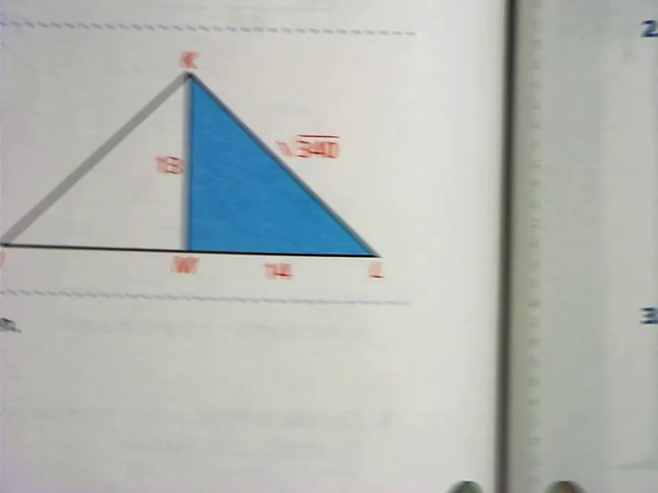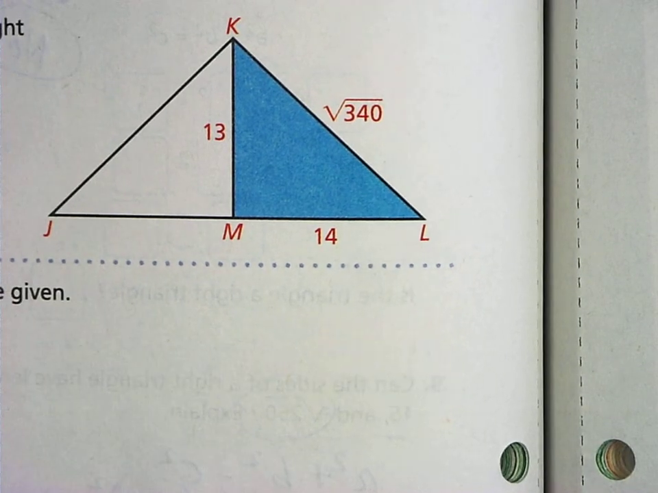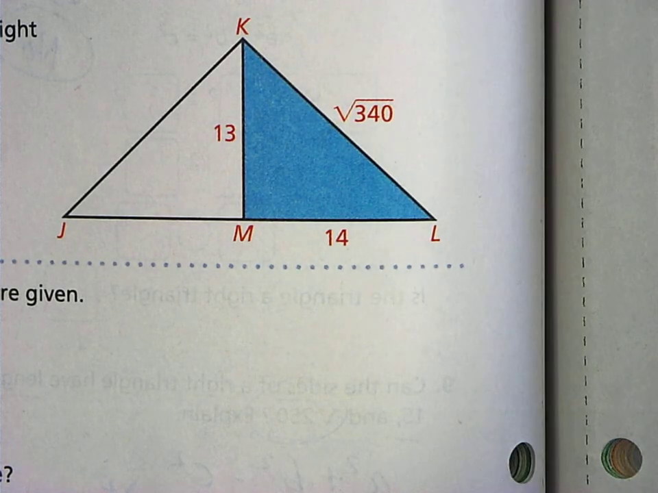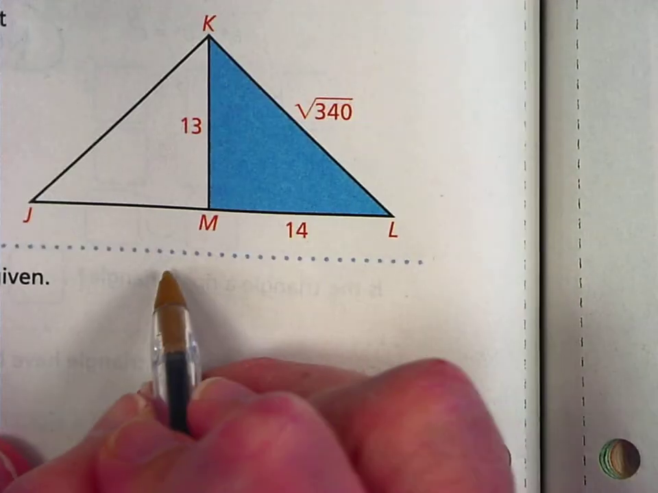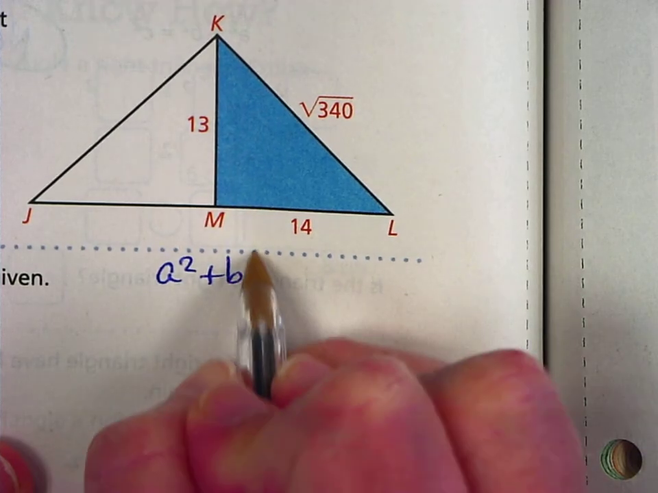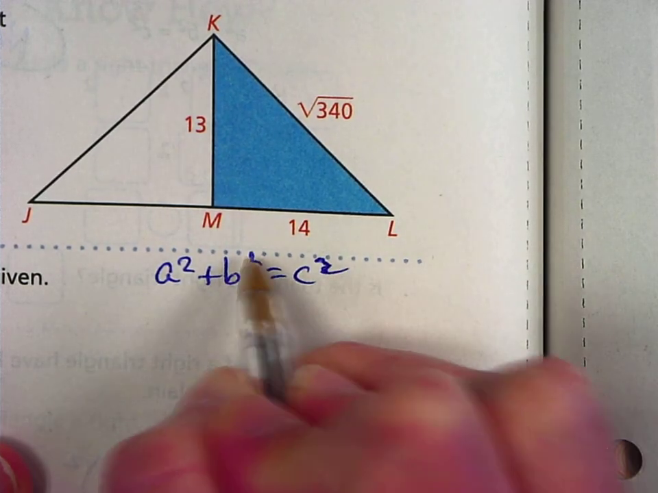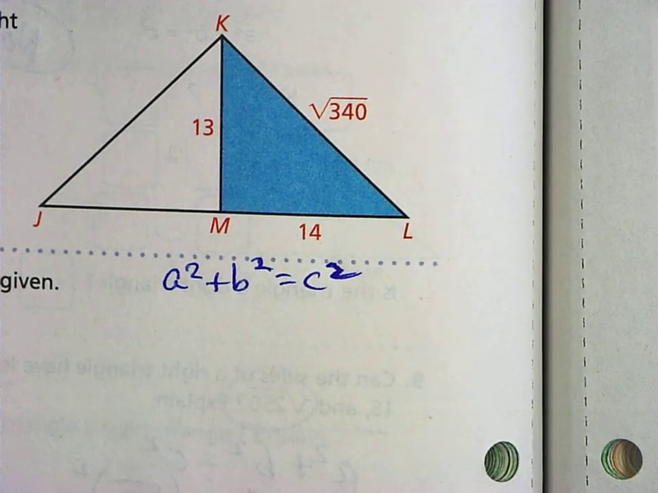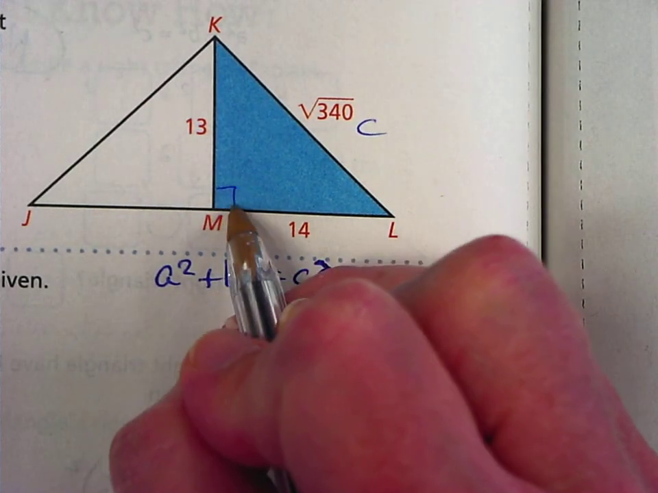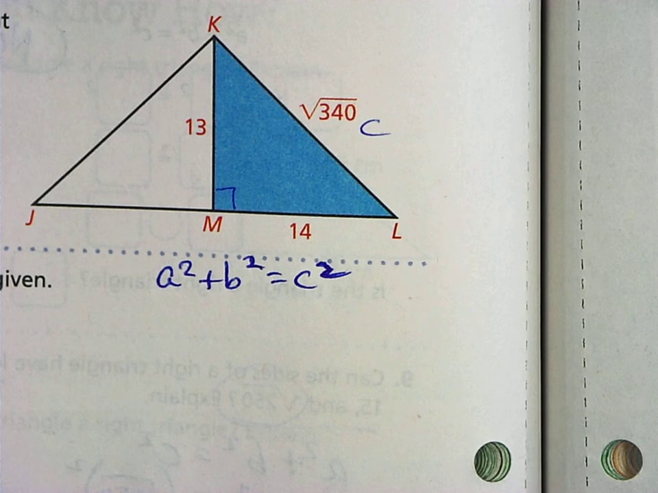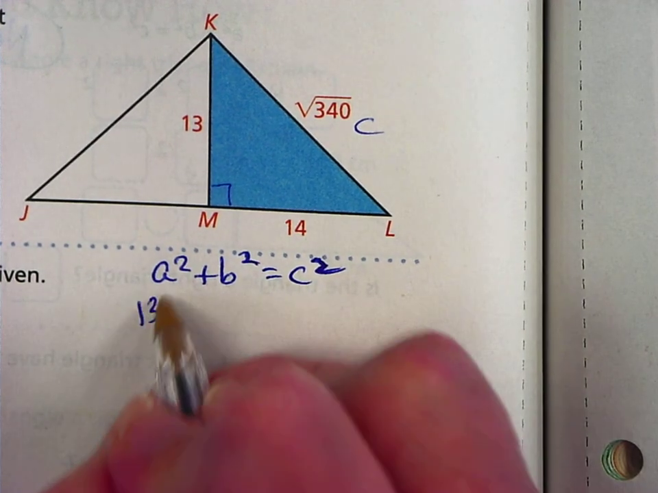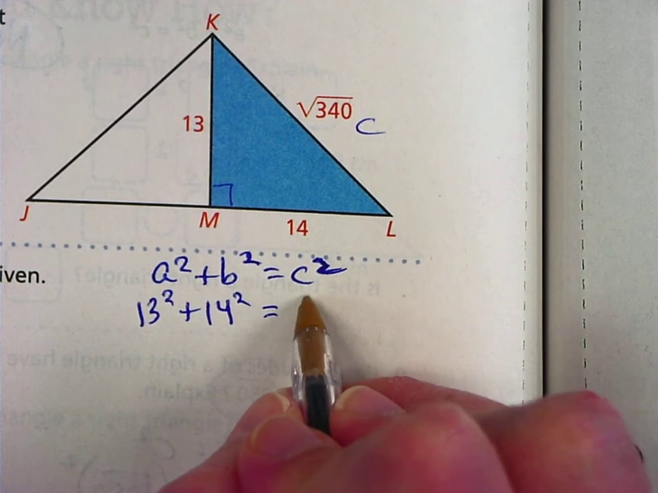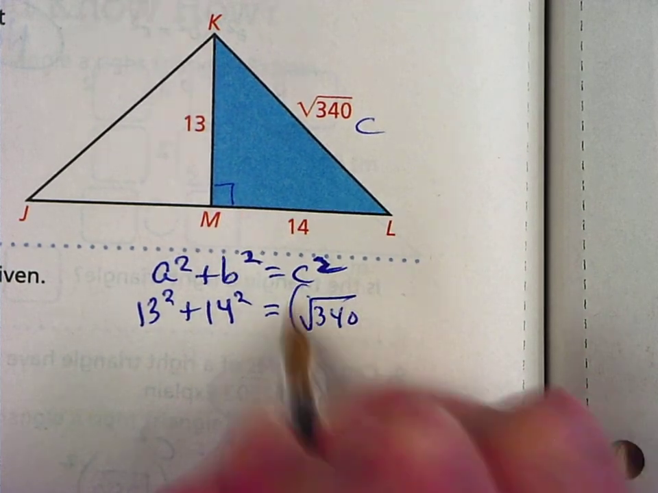Let's take a look at this shaded triangle and see if these could be the sides of a right triangle. Let's plug it into the Pythagorean theorem and see if it works. Okay, so a squared plus b squared equals c squared. If I have all three sides, the biggest number has to be the hypotenuse. So this is going to be side C, if this were a right triangle. We're not sure though, let's check it. So 13 squared plus 14 squared, these are your two legs, A and B, equals the square root of 340 squared.